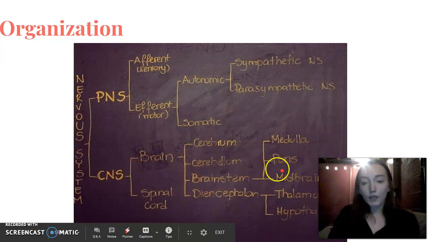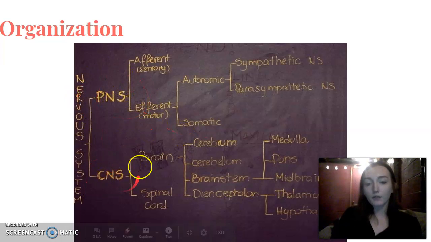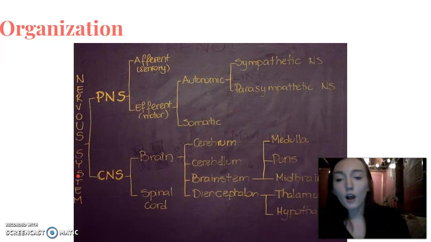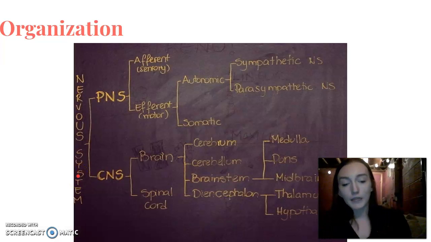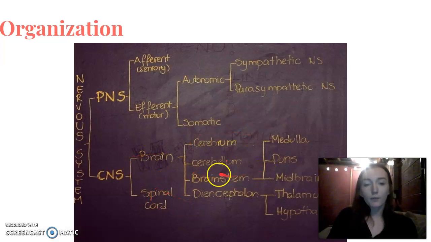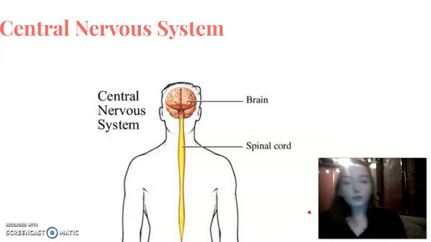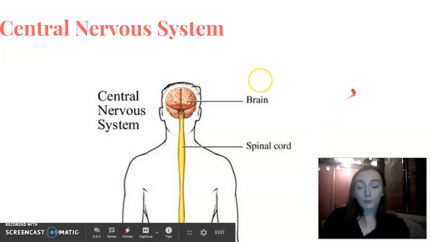So there are two main parts of the nervous system, the peripheral nervous system and the central nervous system. To start off, we're going to talk about the central nervous system, which from this diagram you can tell breaks down into the brain, spinal cord, and then further into the cerebrum, cerebellum, brainstem, diencephalon, and then medulla, pons, midbrain, thalamus, and hypothalamus. So the main two parts that it consists of are the brain and the spinal cord.